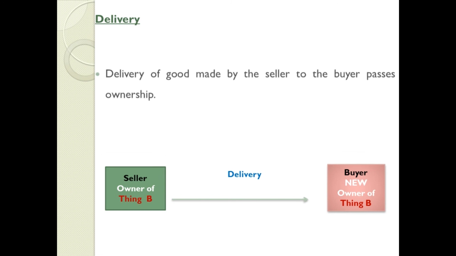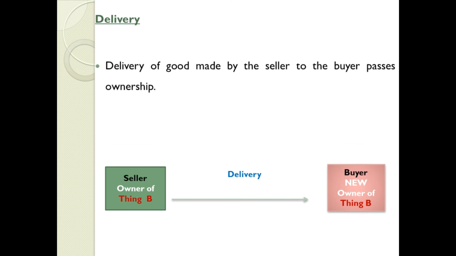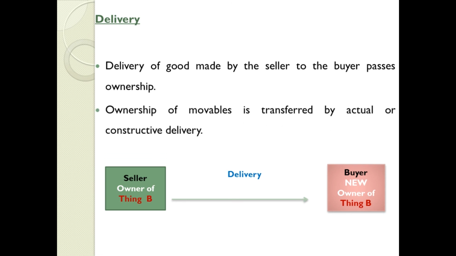Delivery. Delivery of goods made by the seller to the buyer passes ownership. Ownership of movables is transferred by actual or constructive delivery. That was discussed in our previous lesson, lesson number 5.